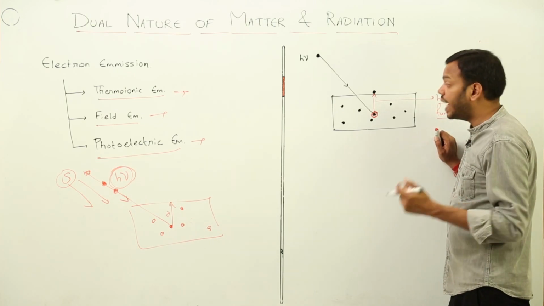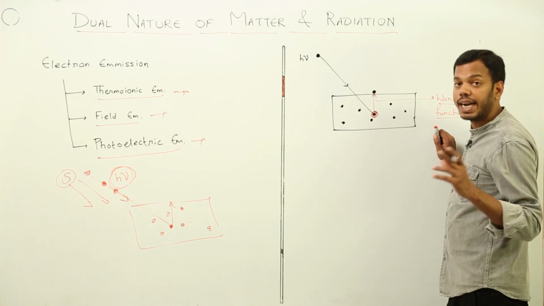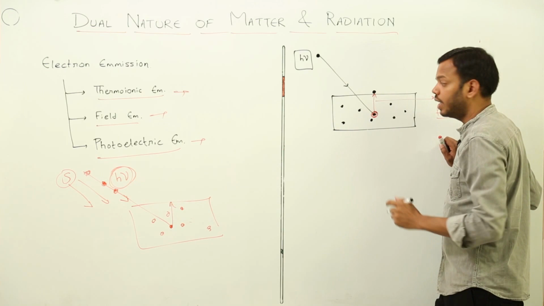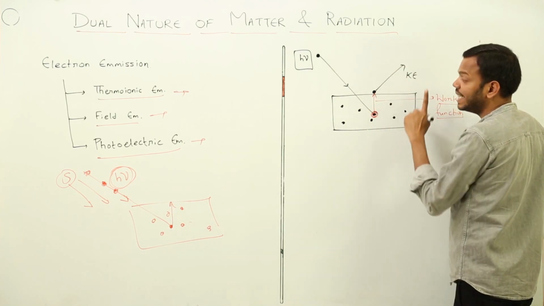But in order to do that, it must possess some kinetic energy. And where will that kinetic energy come from? It will come from some portion of this only. So it will travel with the kinetic energy conditions applied.